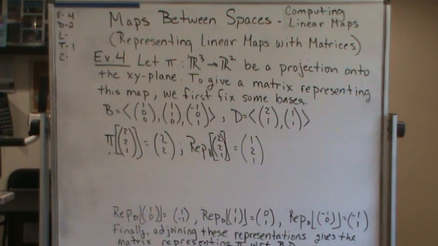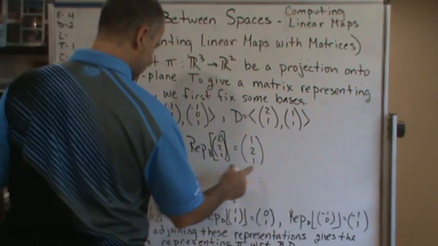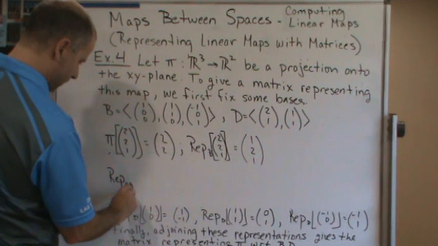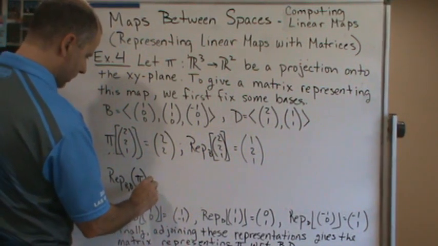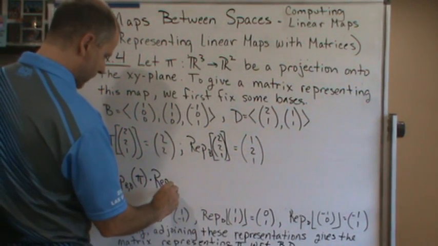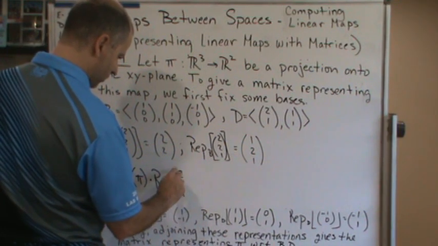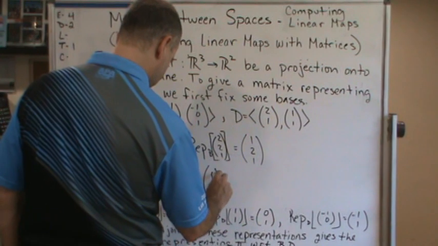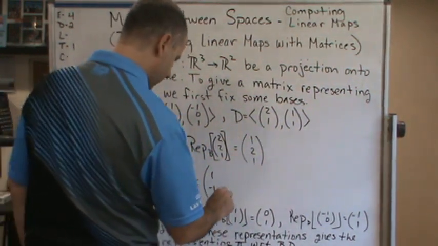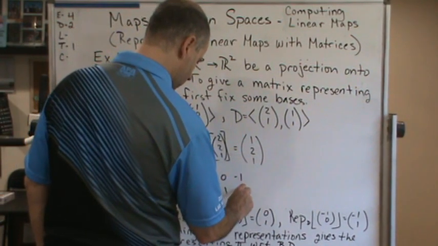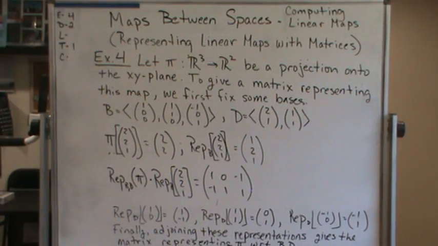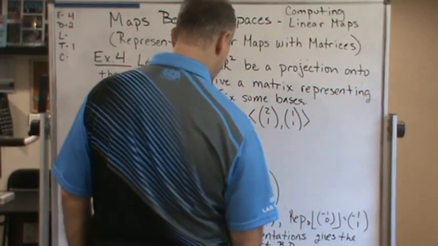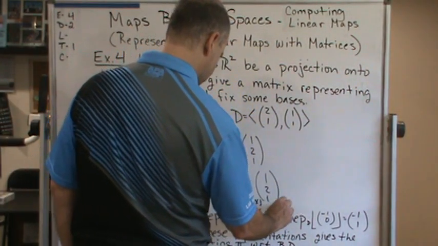Okay, now we're going to get the matrix-vector product. Now that we have this, and we've got our representative matrix, we're going to take our representative matrix with respect to B and D of pi times the representative matrix with respect to B of 2, 2, 1, which is going to equal what? We're going to get 1, negative 1, 0, 1, negative 1, 1, and we're going to multiply that by 1, 2, 1. So again, this is a 2 by 3. This is a 3 by 1.